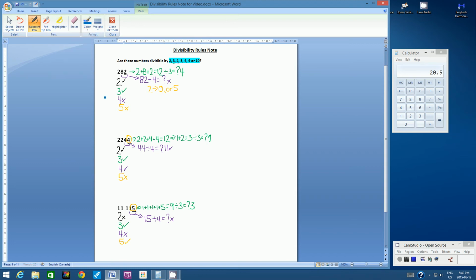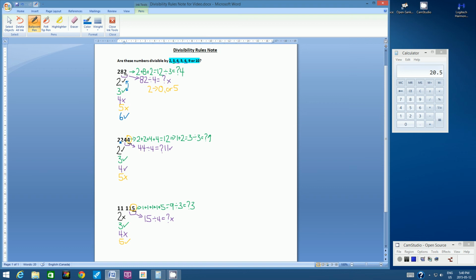Okay, so let's go to the divisibility rule for 6. Okay, so the divisibility rule for 6 is the number must be divisible by 2 and 3. So if we look at the number 282, is it divisible by 2? Yes, it is. Is it divisible by 3? Yes, it is. So we know that 6 works for 282.